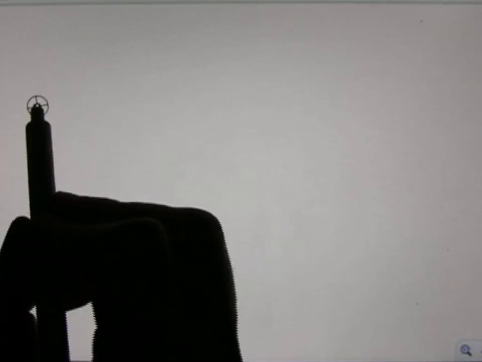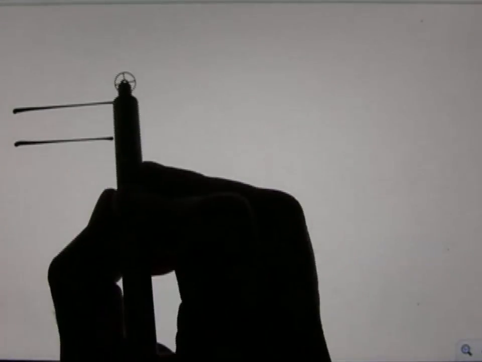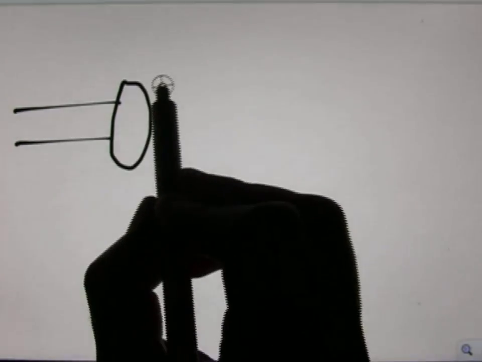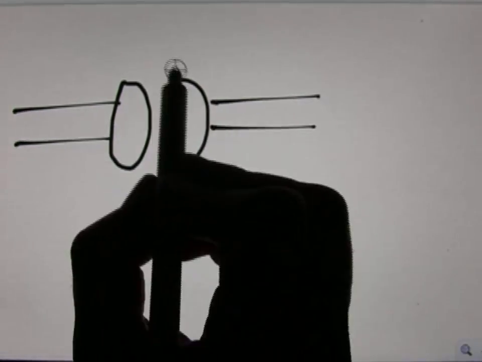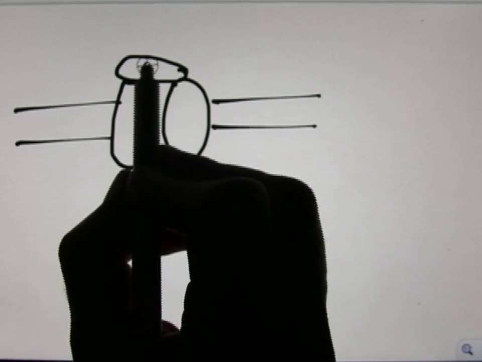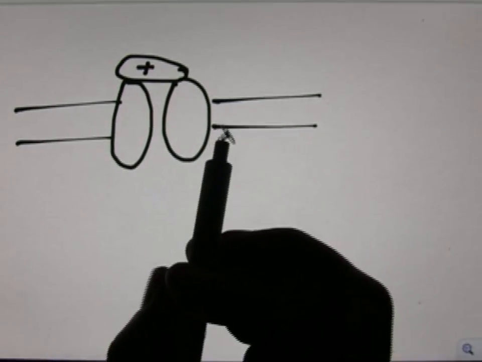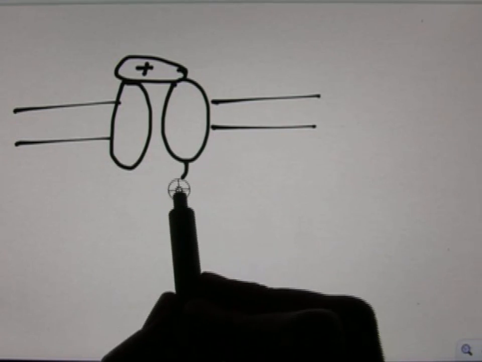In order to understand action potentials, we have to start by understanding voltage-gated channels. So here's a voltage-gated sodium channel. This is a schematic. The actual channel structure is a little different from this, but this is a good way to think about it.